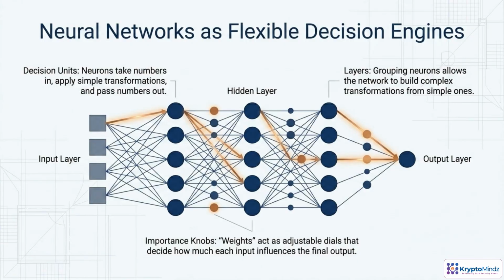Now let's zoom in on neural networks themselves. Think of a neural network as a big calculator that learns its own formula. Each neuron is a tiny decision maker. It takes numbers in, does a simple operation, and passes a number on. Weights act like volume knobs, turning some connections up and others down. By stacking layers of these neurons, the network can gradually build very complex transformations, mapping raw inputs like pixels or tokens into useful outputs like labels or the next word.